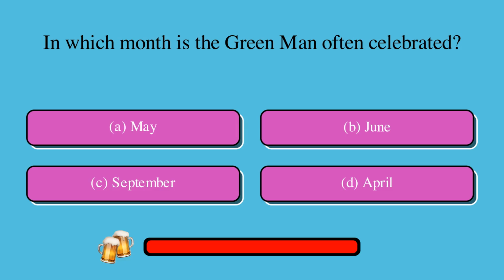In which month is the Green Man often celebrated? Is it A, May, B, June, C, September, or D, April? The correct answer is A, May.